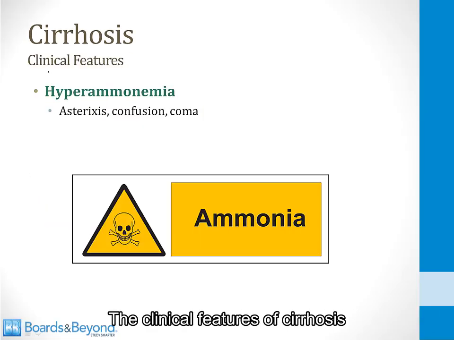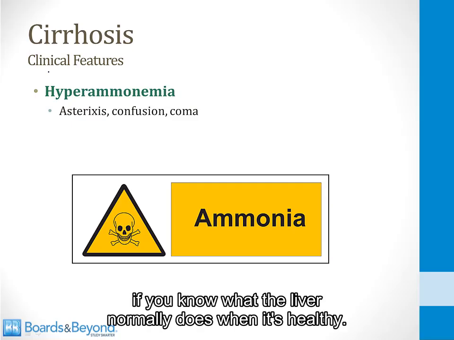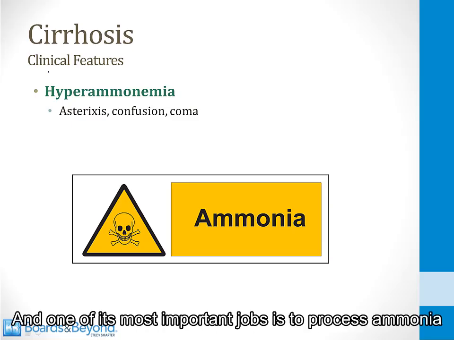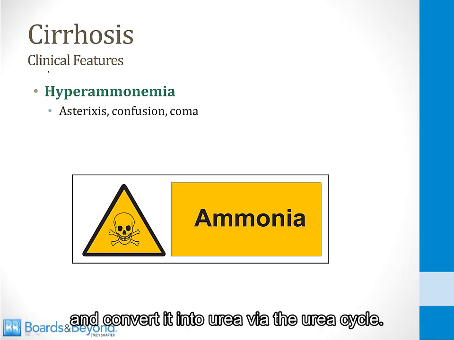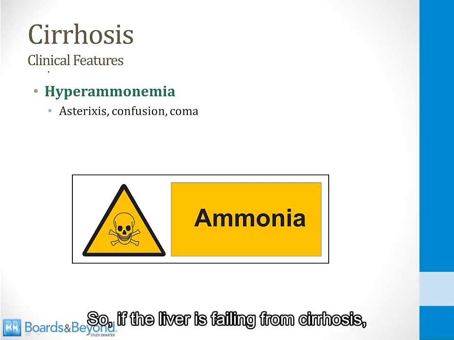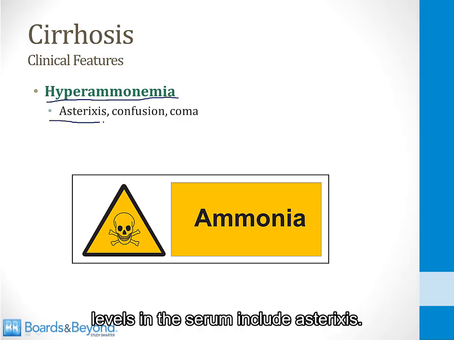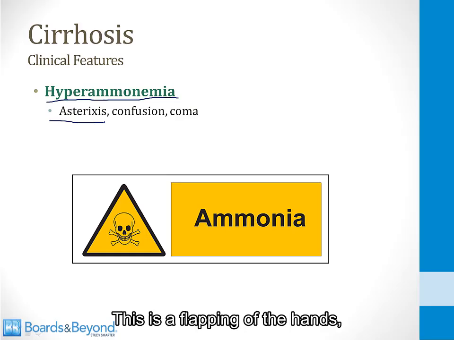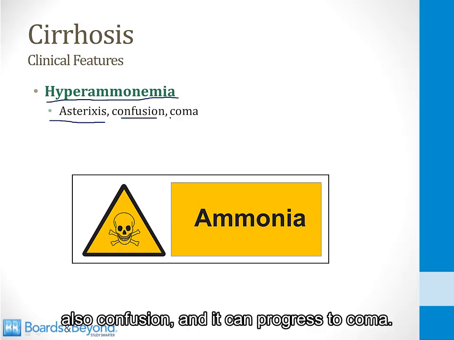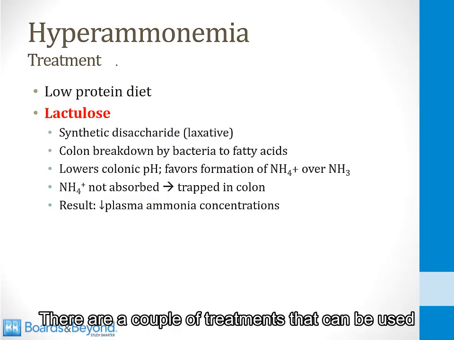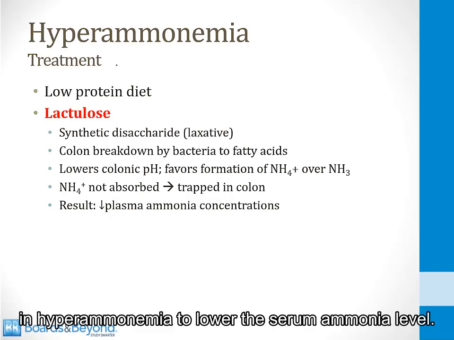The clinical features of cirrhosis are easy to understand if you know what the liver normally does when it's healthy, and one of its most important jobs is to process ammonia and convert it into urea via the urea cycle. So if the liver is failing from cirrhosis, patients will develop hyperammonemia, and the symptoms of elevated ammonia levels in the serum include asterixis. This is a flapping of the hands when patients extend their hands, also confusion, and it can progress to coma.